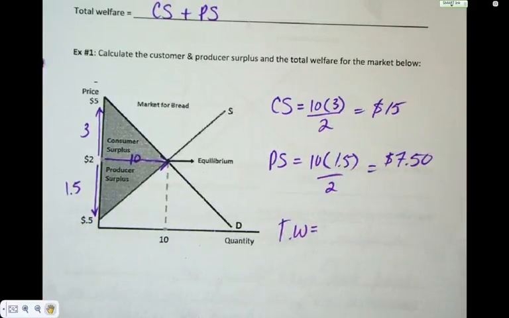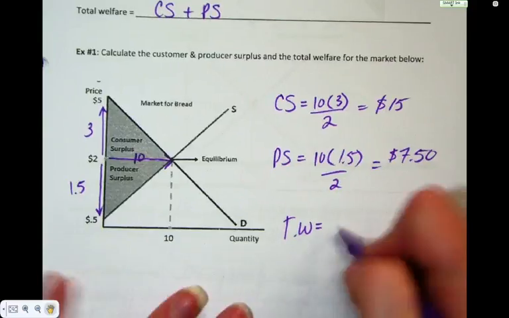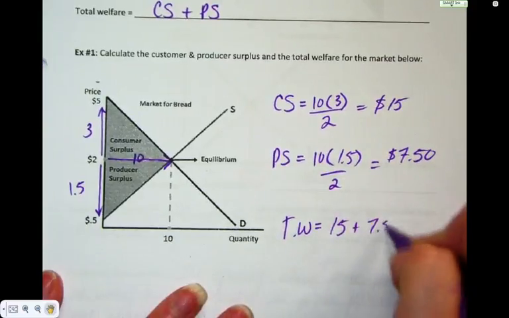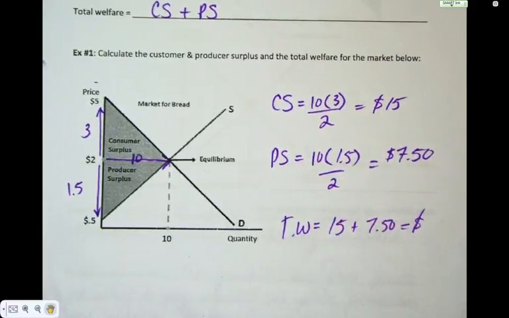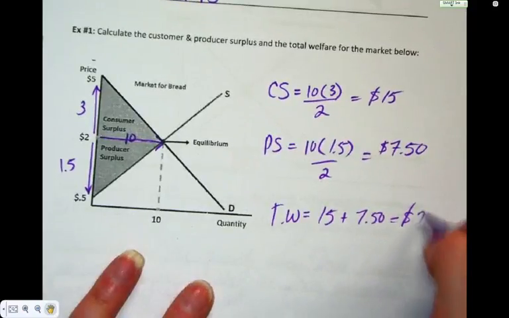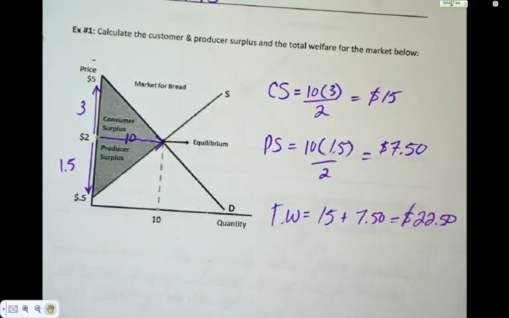So in everybody in the economy, how much did producers get to enjoy? How much did consumers get to enjoy? What do we do with the 2 numbers? Add them together. What's the total welfare of the economy? $22.50. That's it. The math involved is like grade 5. Questions so far?